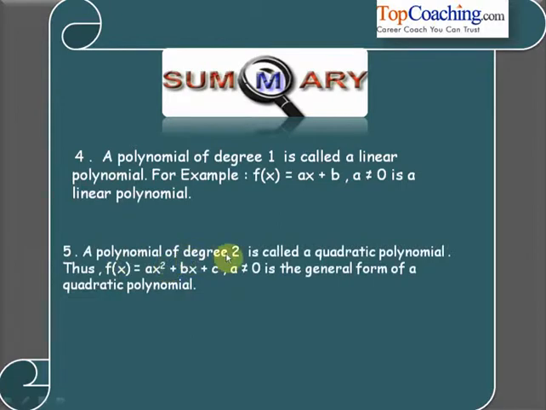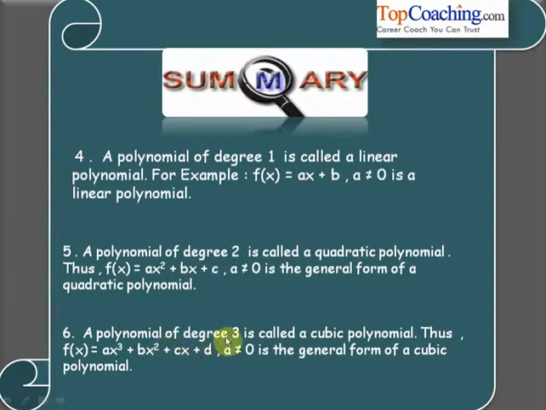A polynomial of degree 2 is called a quadratic polynomial. Thus f(x) = ax² + bx + c, where a is not equal to 0, is the general form of a quadratic polynomial. So any polynomial of degree 2 is known as a quadratic polynomial, and the general form of a quadratic polynomial would be ax² + bx + c, where a is not equal to 0.